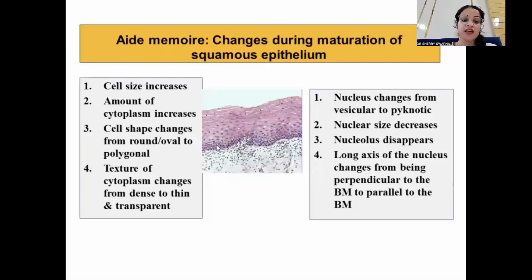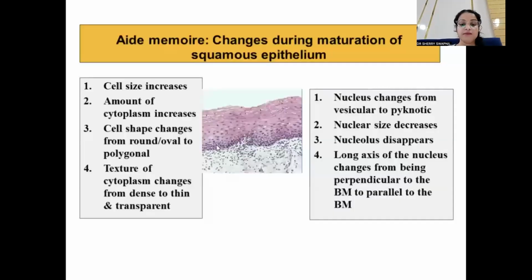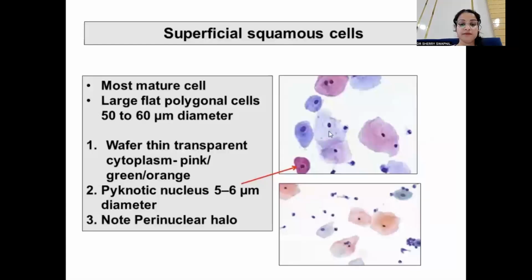Can you please show the previous slide so that I can explain this point? So see, you can see the nucleus here, it is perpendicular to the basement membrane. So as it goes towards maturity and nucleus size decreases, it is parallel to the basement membrane. So size is decreased, cells are more elongated, cytoplasm is more, they are polygonal as compared to the round oval cells of the basal or immature cells. Next please.